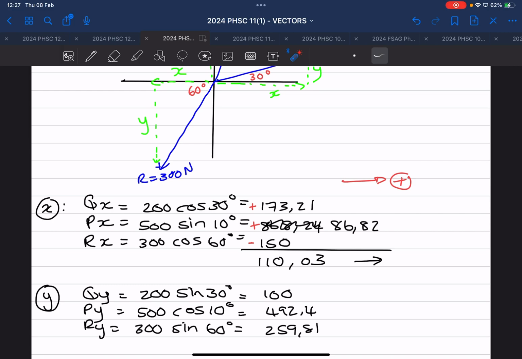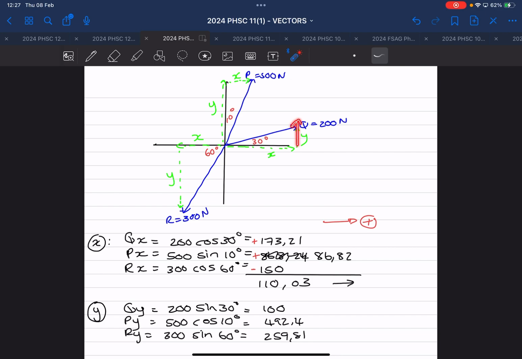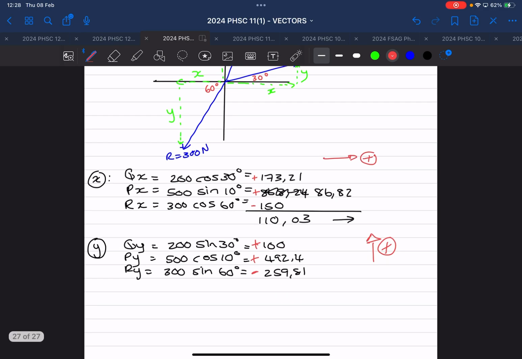Okay, again, these are at different directions. This one is going up, up, and down. So I'm going to choose up to be positive. You do not have to. You can choose down to be positive. So this is positive, positive, negative. Okay. Alright, and then you add them together.